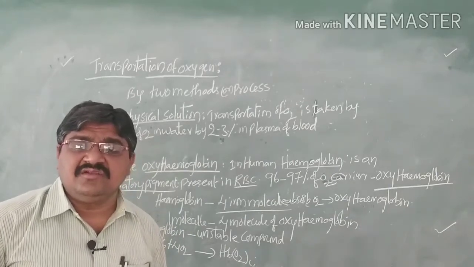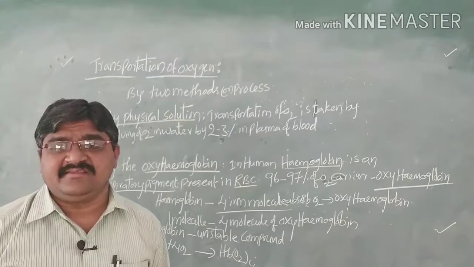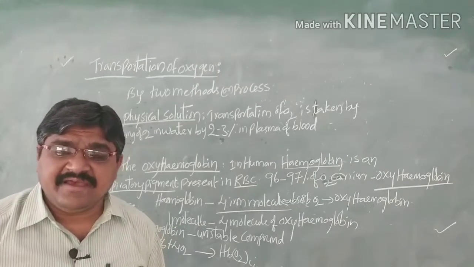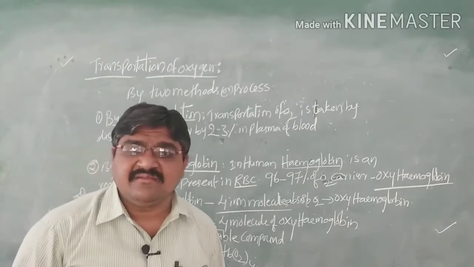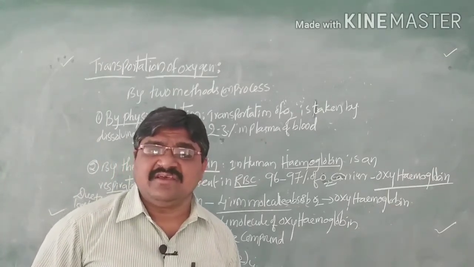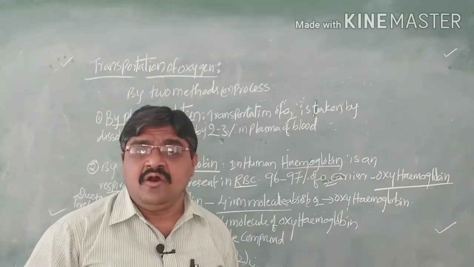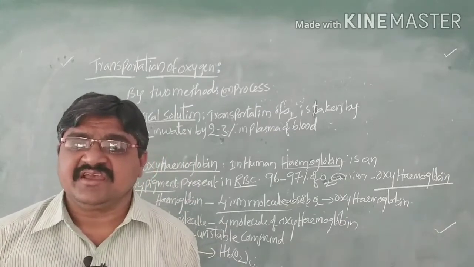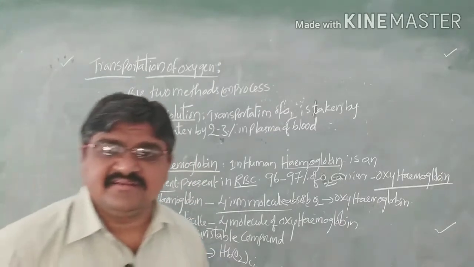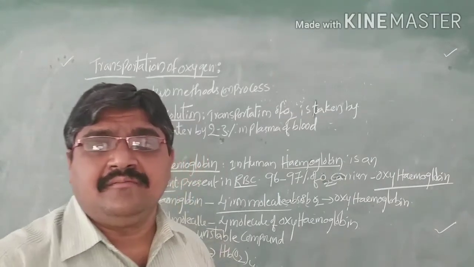The curve is shown in the form of an S-shaped curve, the oxygen dissociation curve, where the x-axis shows the partial pressure of oxygen and the y-axis shows the stability of the compound. This is the oxygen dissociation curve, which we will now discuss.